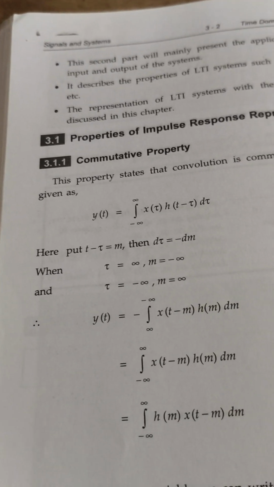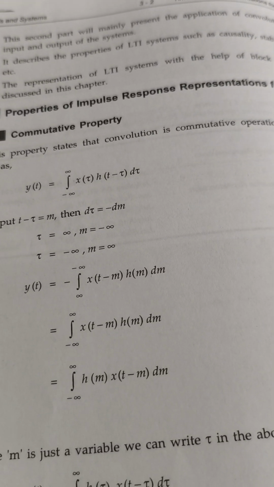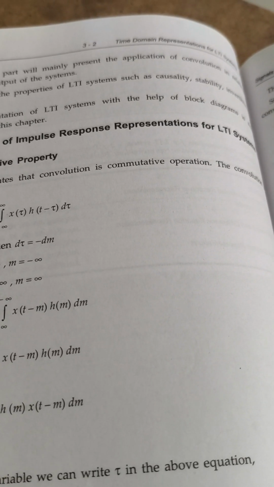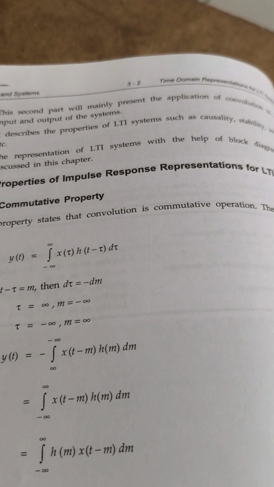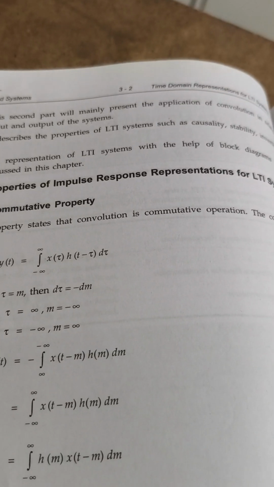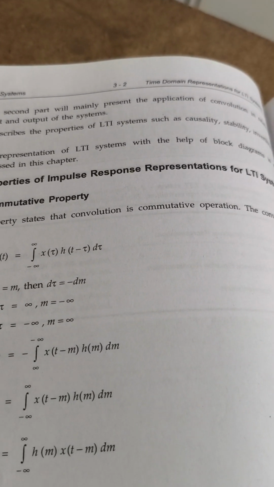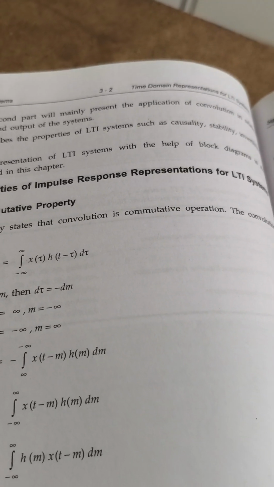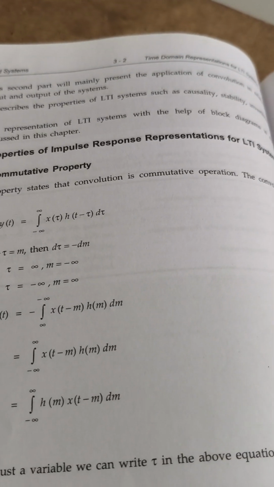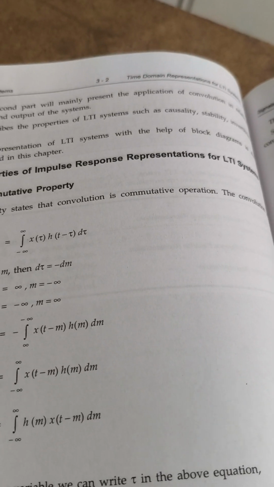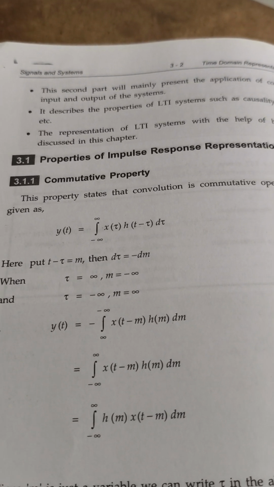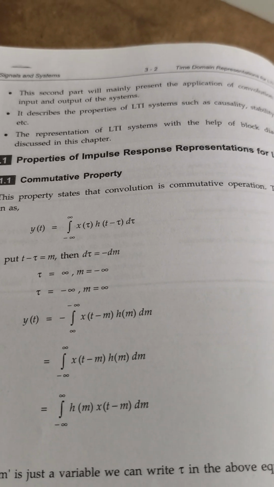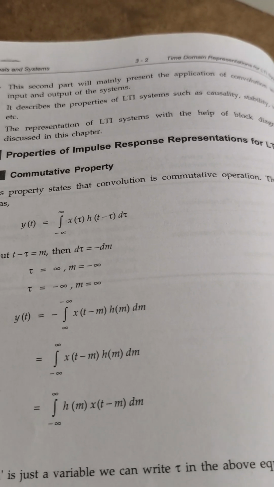Commutative property. This property states that convolution is a commutative operation. Commutative operation means, suppose A into B is equal to B into A, then it is called a commutative operation. Suppose A plus B is equal to B plus A, then such an equation is called commutative in nature.